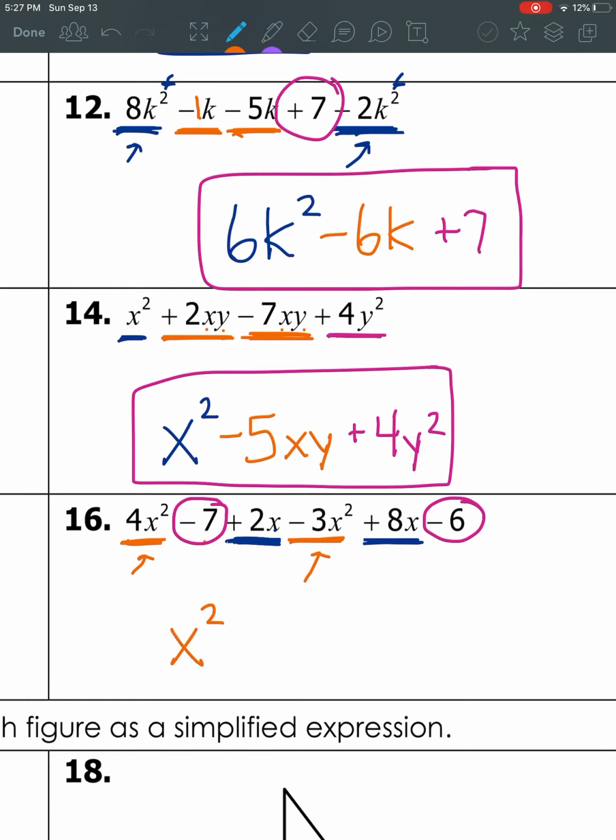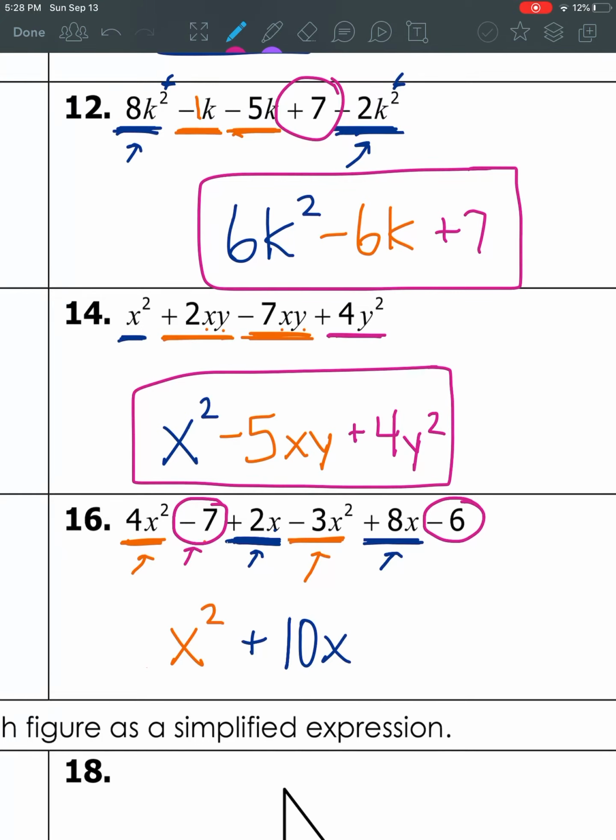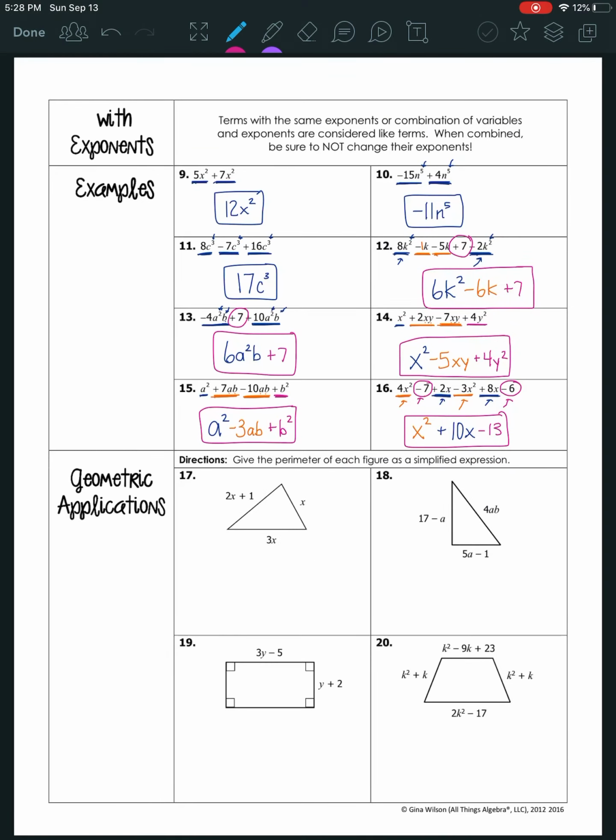So 4 minus 3 is 1. Remember, 1 we can write without the coefficient, so we're just going to write it as x squared. There's really an invisible 1 here, but we're not going to write it. We're going to simplify it. Okay, then let's go to the x's next. We always want constants to come last, so 2 plus 8 is 10x. And then our constants both have negatives in front of them. So -7, -6, we combine them, keep them negative. So -13.